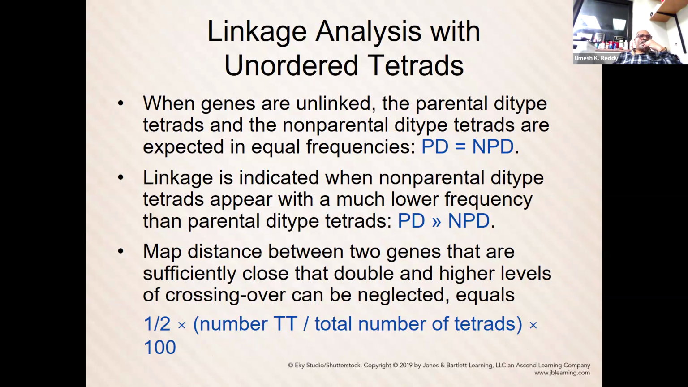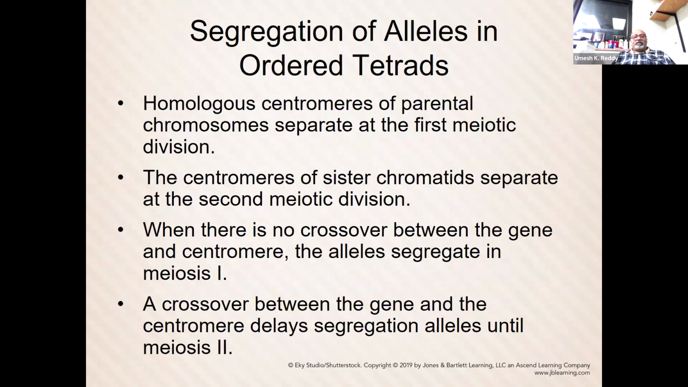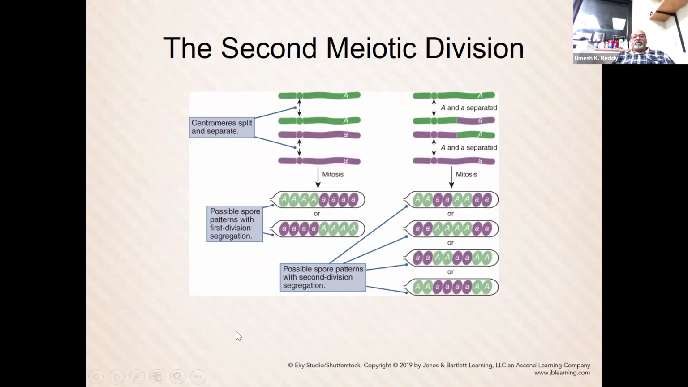Because fungus, like eukaryotes, they don't have a lot of junk DNA. So mostly genes are collinear. So the genetic mapping and the physical mapping corroborate really well, unlike in higher eukaryotes. So the ordered tetrads, PD, NPD, TT, these are all the ordered tetrad, in the sense in meiosis II, all these tetrads become two, right? I will show you the figure.